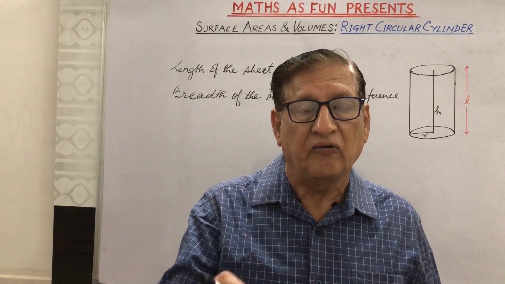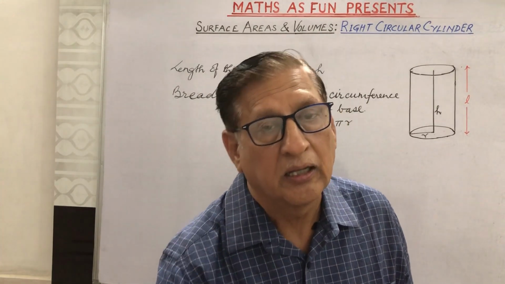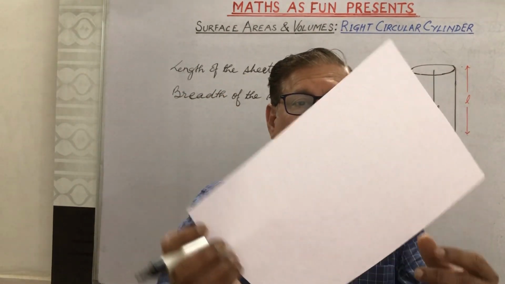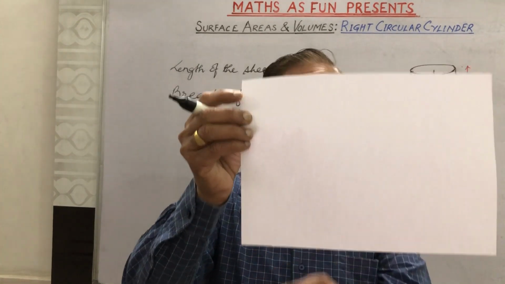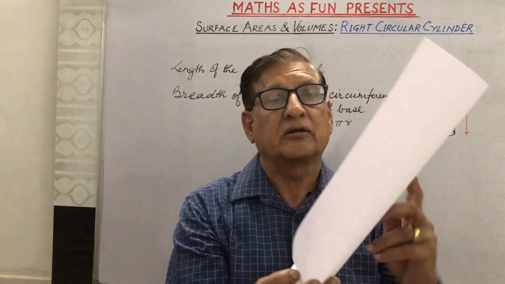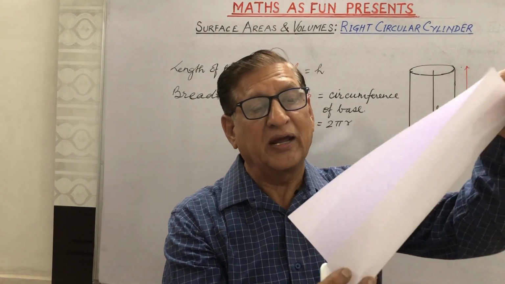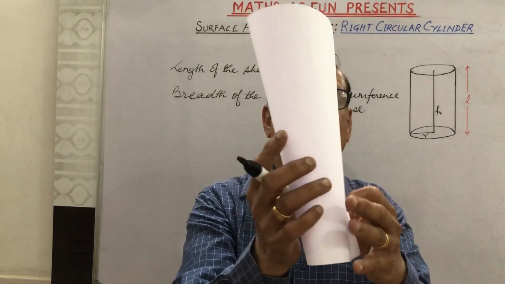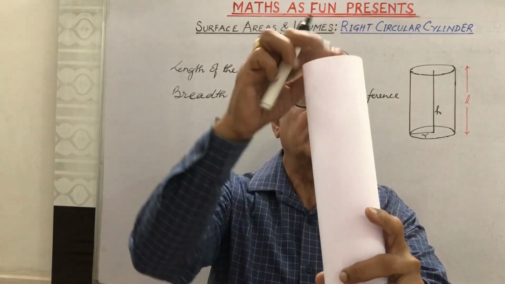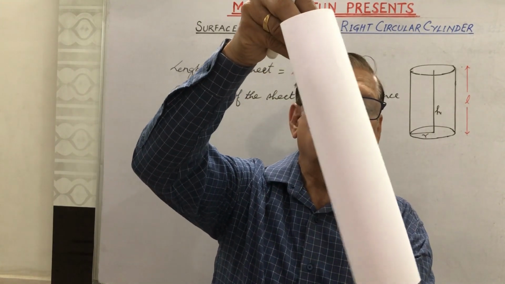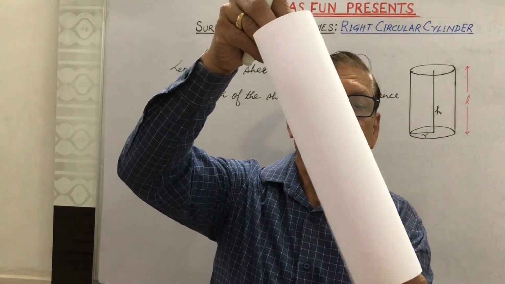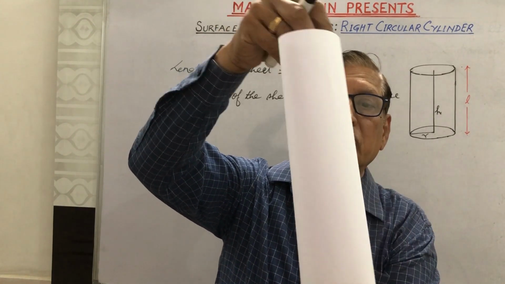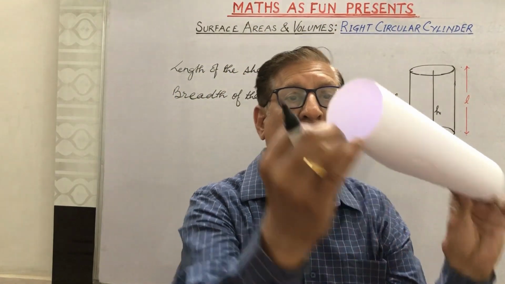Now, in case we form a cylinder by folding a sheet. Suppose we have a rectangular sheet. This is the length of it and this is the breadth. If we fold it along the length, or lengthwise we can say, and then join end to end, you will find that a cylinder is formed. You can see this is a cylinder formed. This is a cylindrical figure you can see.